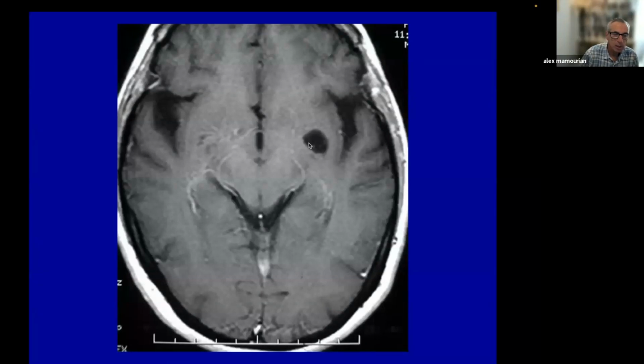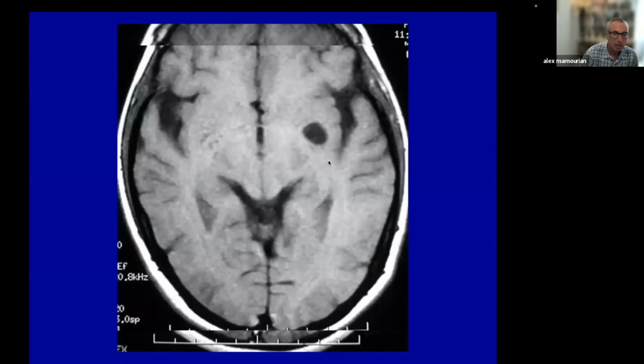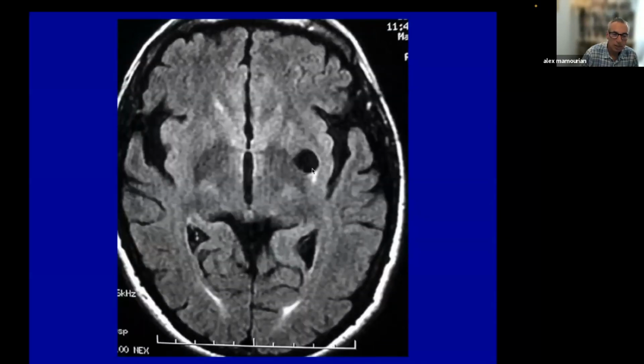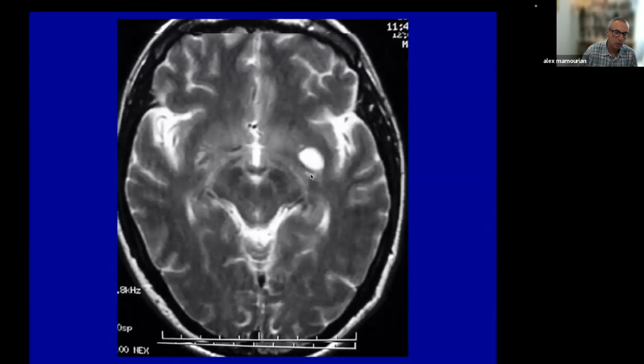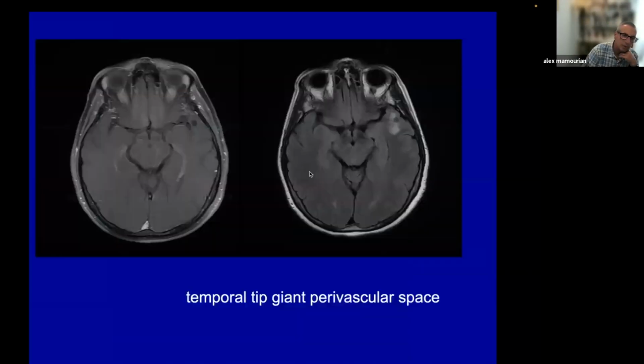So this is a typical giant perivascular space. It lies in the putamen. You can see that it has no signal on the FLAIR scan. That is, the fluid is completely suppressed and looks just like the CSF in the subarachnoid space. There can be a little bit of T2 prolongation adjacent to perivascular spaces that doesn't really change the diagnosis. And of course, on the T2 weighted image, again, these are filled with CSF.